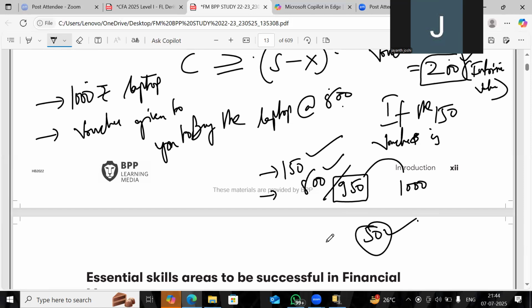So do you think in an efficient market this is going to happen? It's not going to happen, right? Just have a look at this.